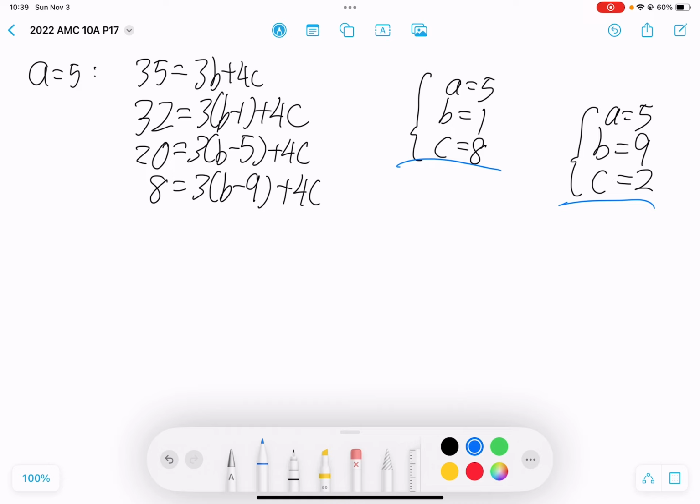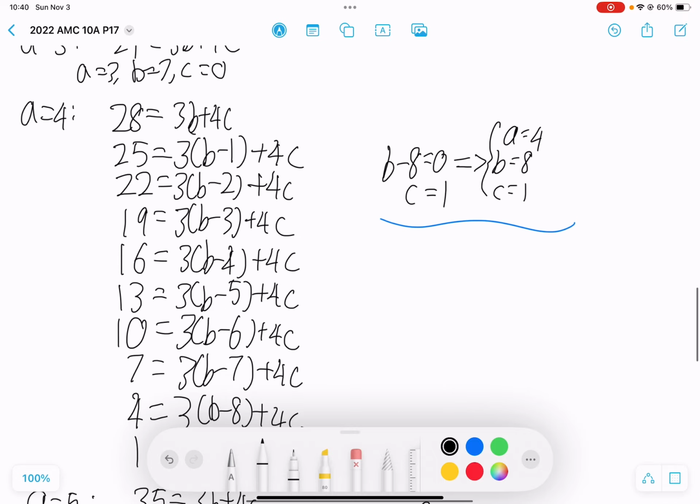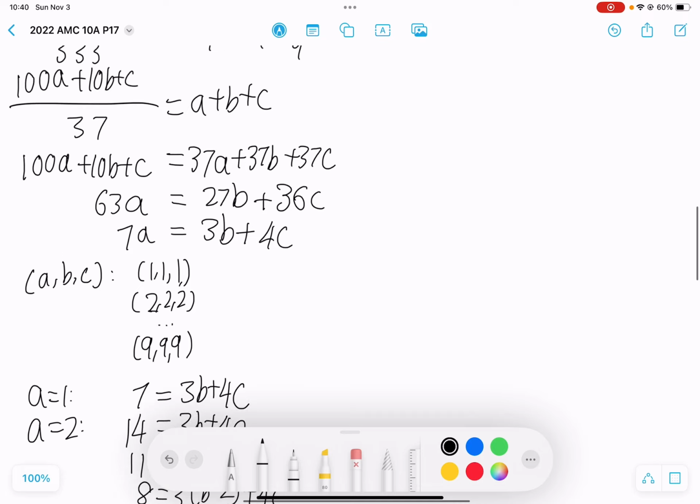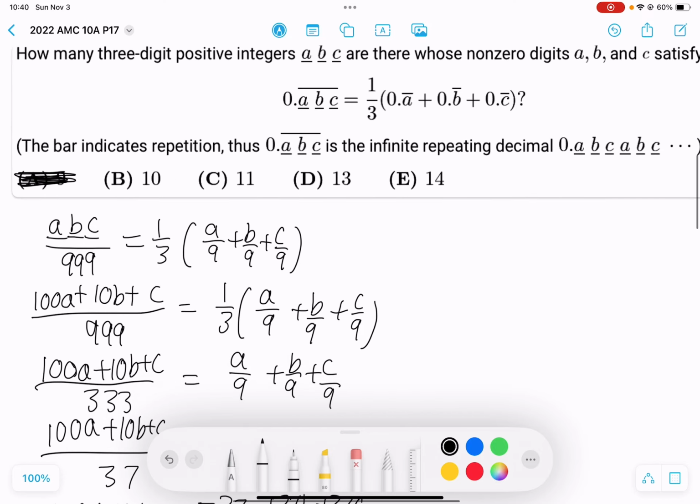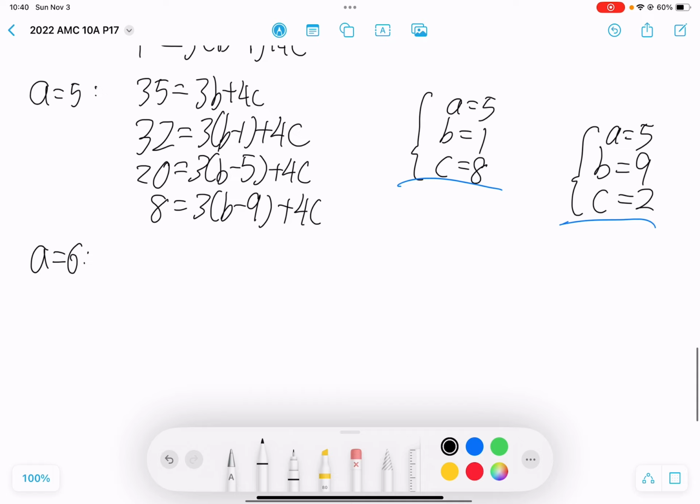So what this means, and since we can't subtract any more 3's because the largest b can be is just 9, we'll move on to a equals 6. So now we know that the answer is at least 9, 10, 11, 12. The answer is going to be at least 13 then. This means because right now we've counted 12 solutions, so we need another solution or another 2 solutions for the right answer choice. So a equals 6.